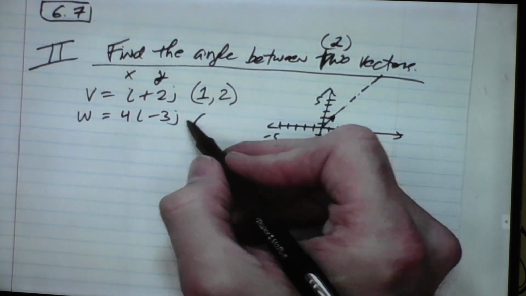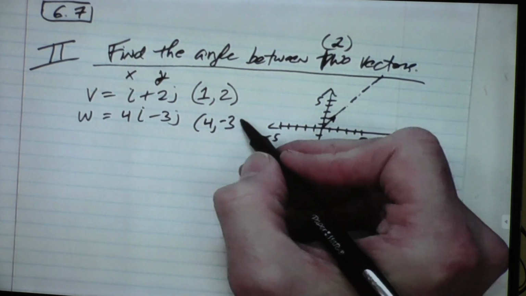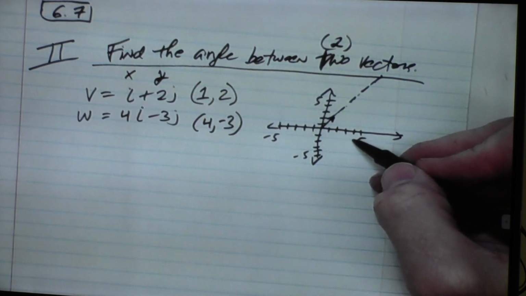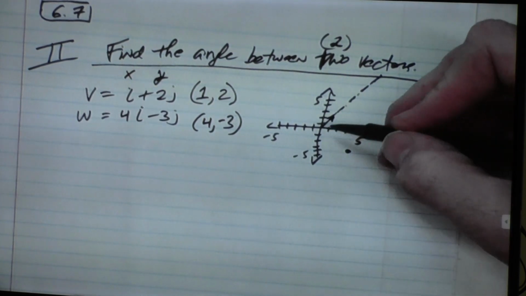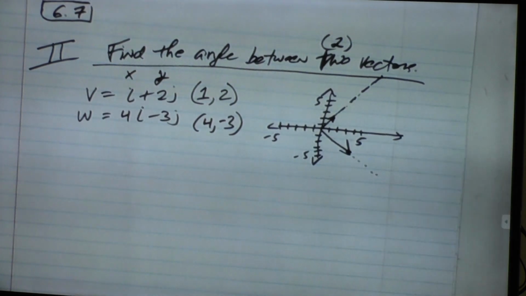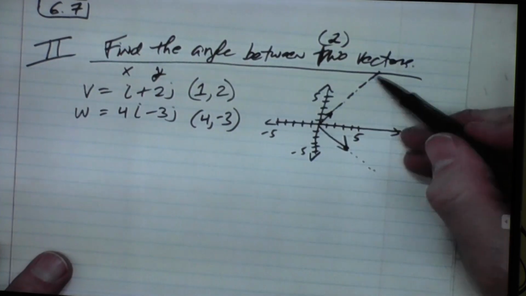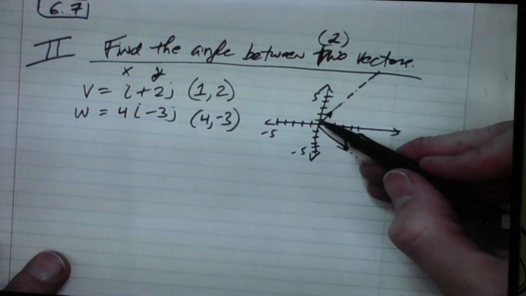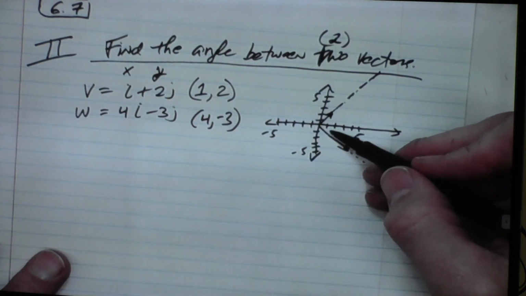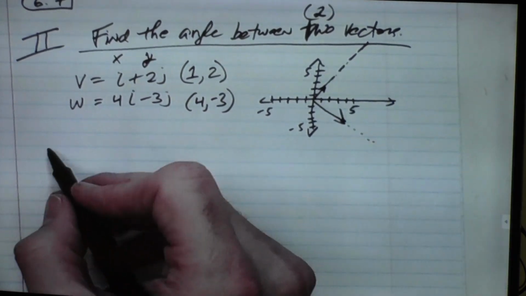This one has an x of 4 and a y of negative 3. So let's go 1, 2, 3, 4, and 1, 2, 3. So we have one of them going out this way and one of them going out this way. The angle between the two vectors is this angle here, the acute angle between them. So we need to find that, and here's the formula for it.